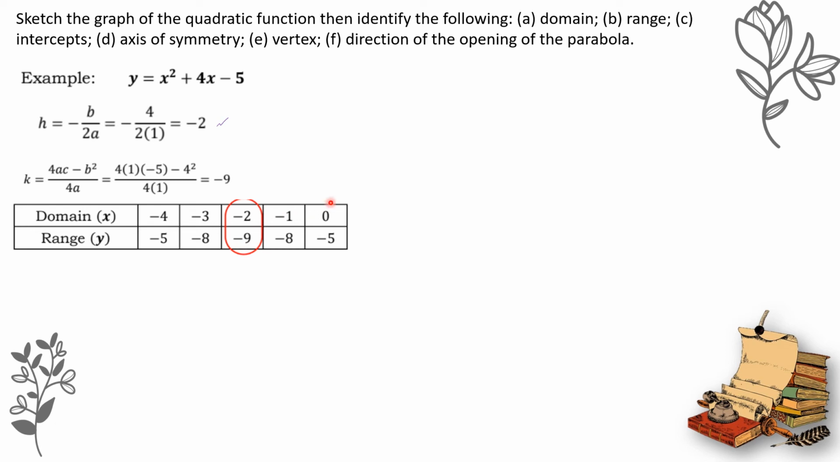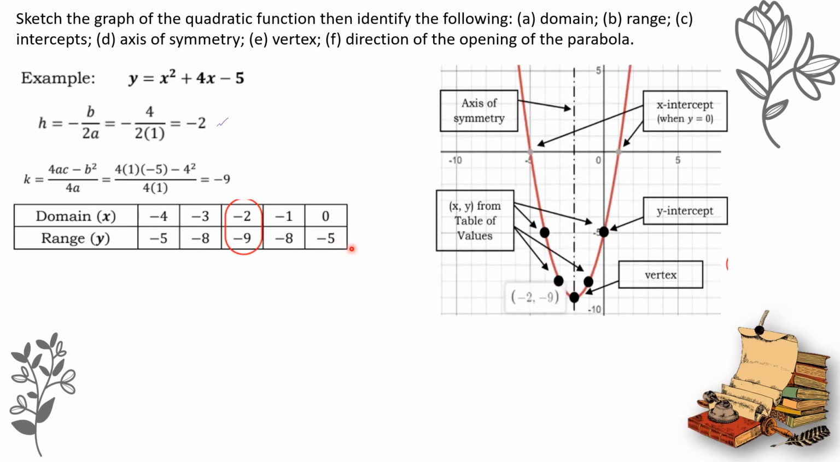Negative 9. So, kuha po tayo ng dalawa: negative 1, 0, negative 3, negative 4. Pag sinubstitute po natin, makukuha po natin yung mga values ng y: negative 5, negative 8, negative 9, negative 8, negative 5. So, yun po makukuha natin. Pag graph po natin, ito po ang kanyang itsura. So, from the vertex point, negative 2 and negative 6.